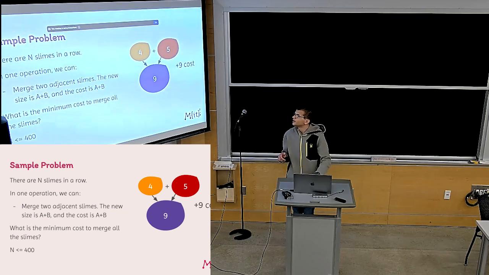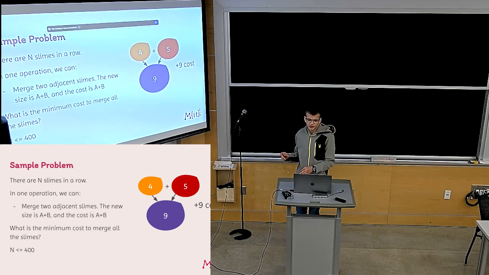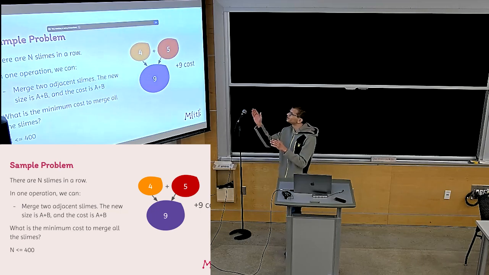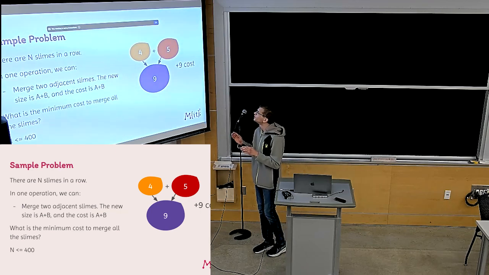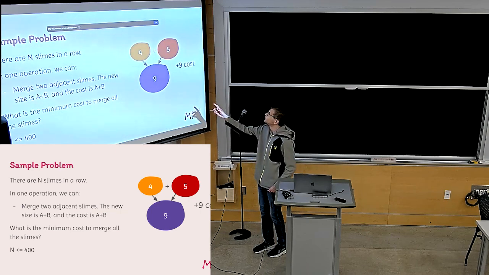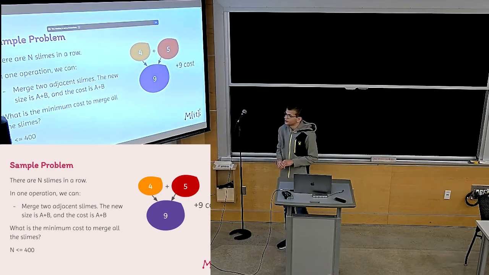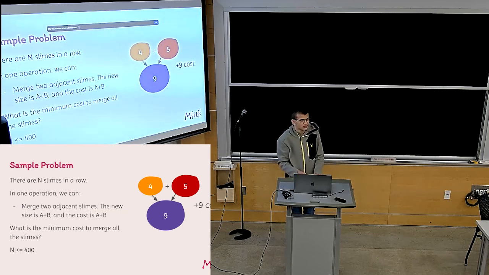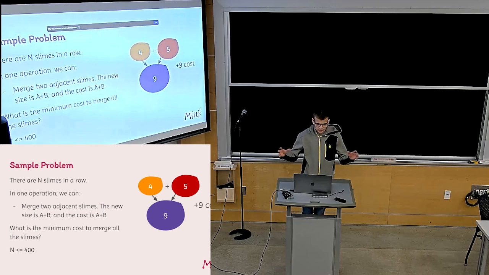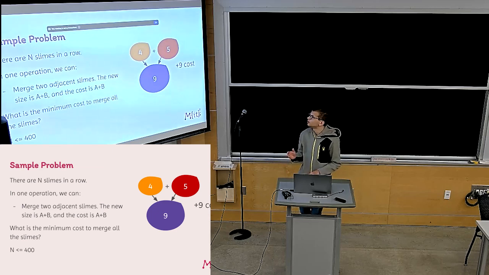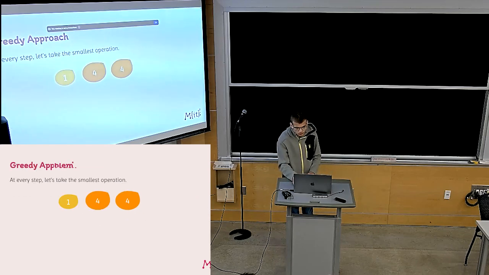You have n slimes in a row. Each slime has a different size represented by an integer. And in one operation, we can take 2 adjacent slimes and merge them together into one larger slime. And the cost of this operation is just equal to the size of the larger slime, which is equal to the sum of the sizes of the two smaller slimes. And then the problem is just asking what is the minimum cost to merge all of the slimes into one. And the number of slimes is actually relatively small. It can only be at most 400.